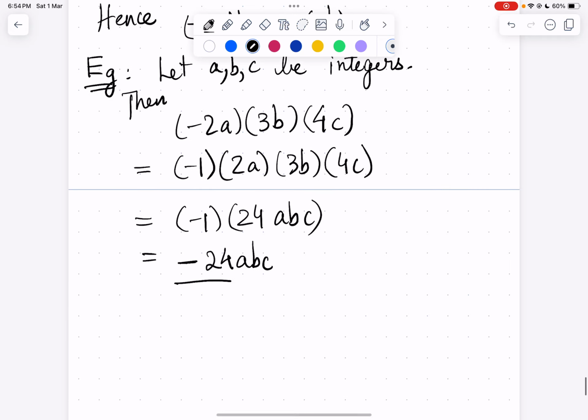We have simplified this product. Minus 2a times 3b times 4c: the additive inverse of 2a times 3b times 4c is the additive inverse of 24abc.